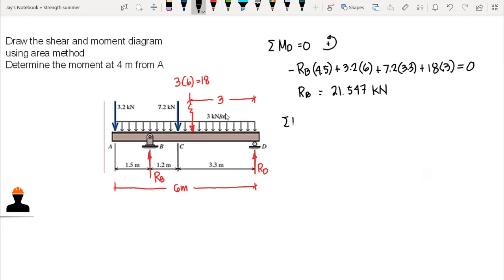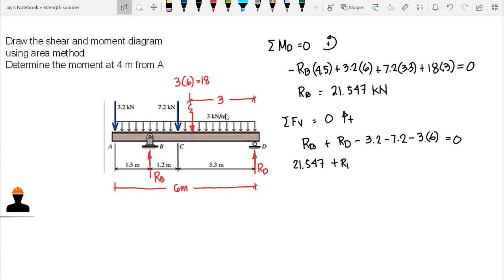So we have to sum up forces vertically, that is equal to 0. Upward forces are positive. Then we have RB plus RD minus the concentrated load 3.2 minus 7.2 minus 3 times 6. That is the resultant of our uniformly distributed load, and this equals to 0. And we know that RB here is 21.547, so plus RD, let's copy everything here. 6 times 3, that's 18, is equal to 0. So we have our RD that is equal to 6.853 kilonewton. So that's the reaction at D.